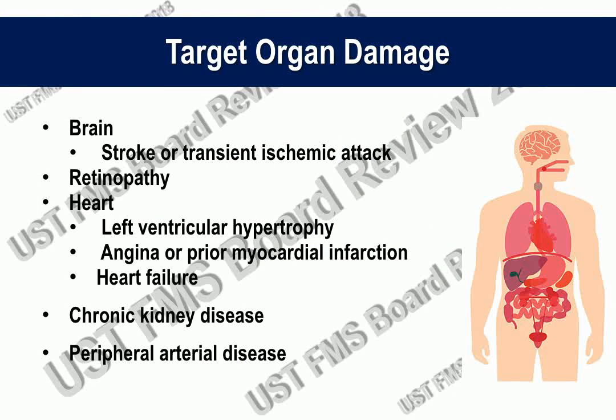Of course, the target organ damage, they can affect the brain in the form of stroke or transient ischemic attack, retinopathy. As far as the heart is concerned, the target organ damage consists of left ventricular hypertrophy. You can have patients presenting with angina or myocardial infarction. It can lead to heart failure. In the kidney, it causes chronic kidney disease, and of course, in the peripheral blood vessels, a peripheral arterial disease. In fact, hypertension is a known risk factor for atherosclerosis.